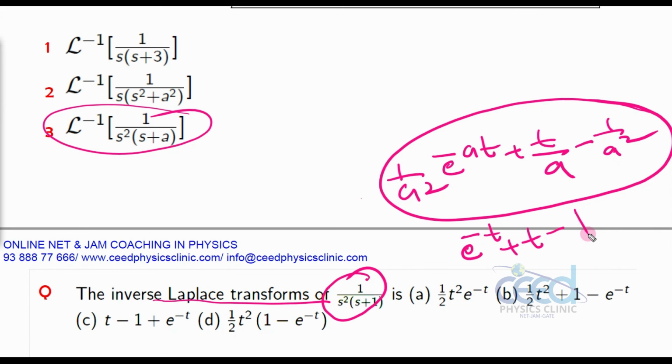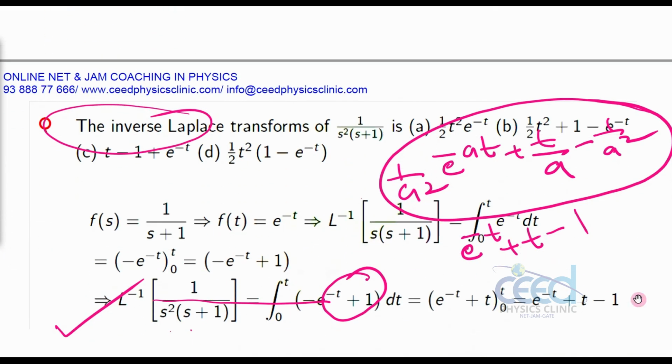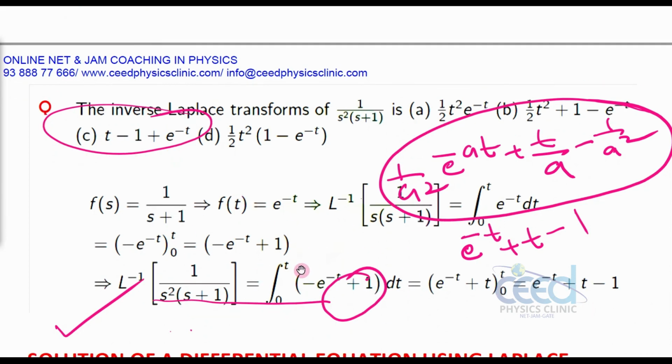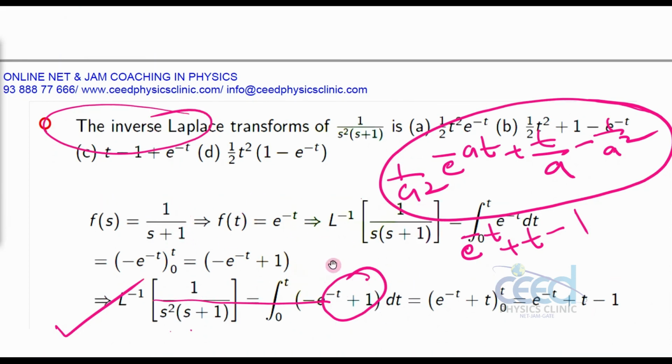Which of the options shows the same result? Yes, this one, t minus 1 plus e raised to minus t, so C is the option. Okay, so this way we can do the problems. This is a previously asked NET question. So this is all about this session. Here the solution is given, e raised to minus t plus t minus 1. I have given the steps also. You may go through this.